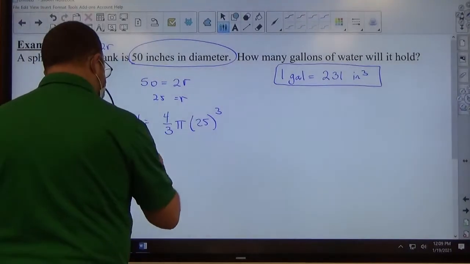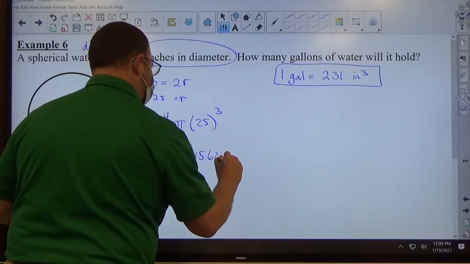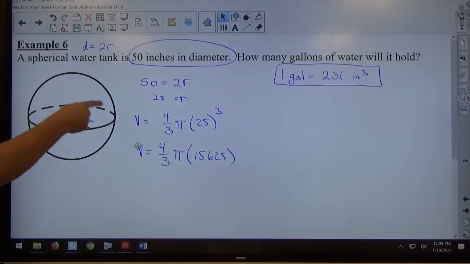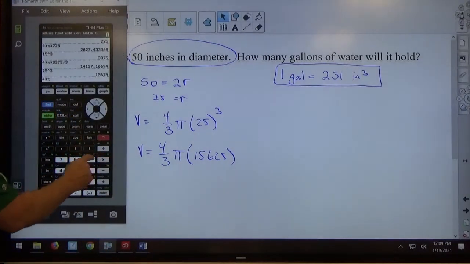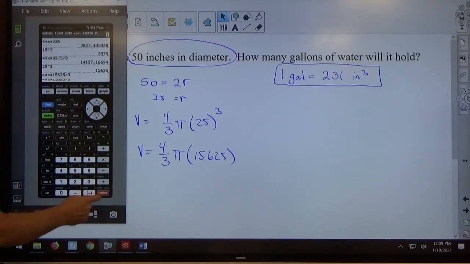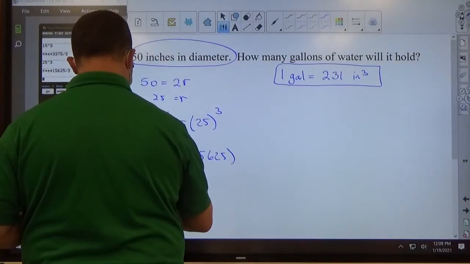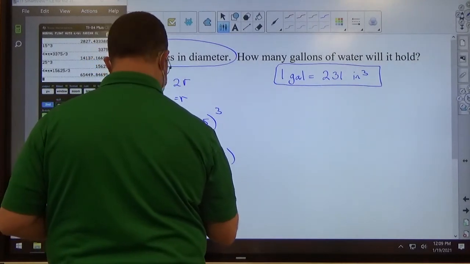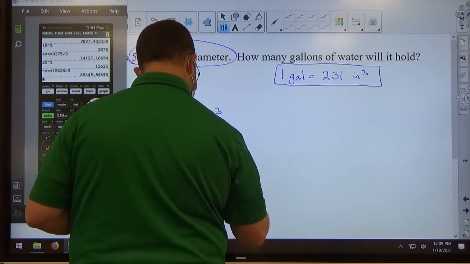So volume equals 4/3 pi times 15,625. And at this point now it's just a multiplication problem. Multiply the 4 and the pi and the 15,625, then divide by 3. So 4 times pi times 15,625 divided by 3. Check, make sure everything's typed in correctly. It equals 65,449.84695 cubic inches.